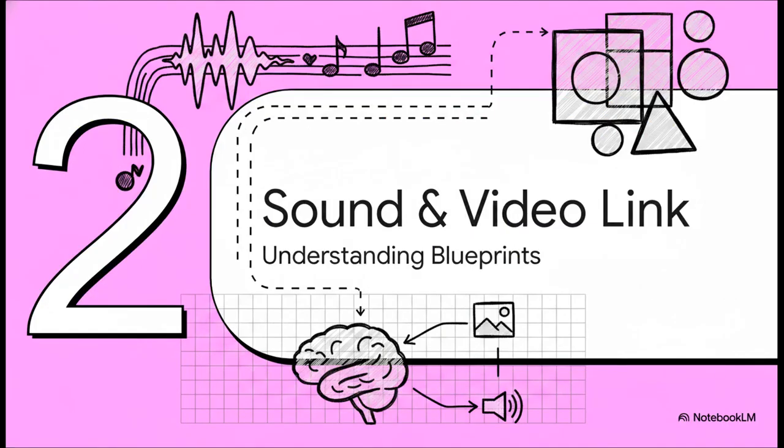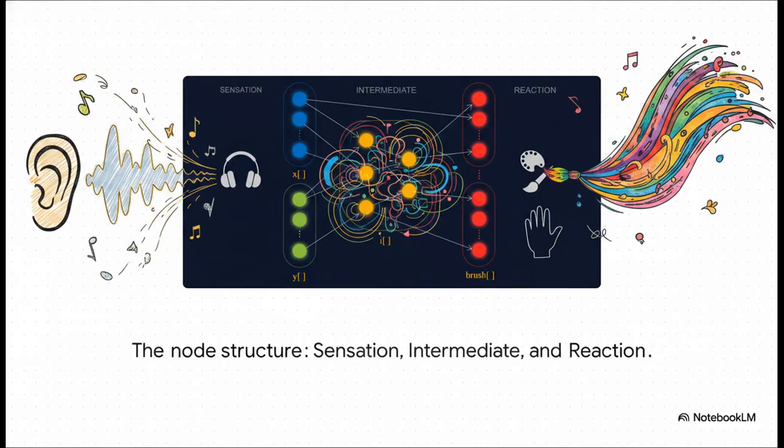Moving to Section 2. How sound connects to visuals. The blueprint. Before we start writing any code, we need to establish a mental model of how Neiro actually thinks. Think of its node diagram like a painter at work. First, the sound comes in through the ears. That's the sensation. Then, the artist's brain processes it. That's the intermediate layer. Finally, the hand paints it onto the canvas, which is the reaction. It really is that simple.